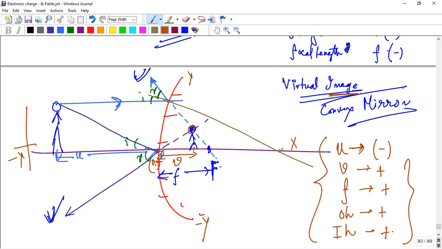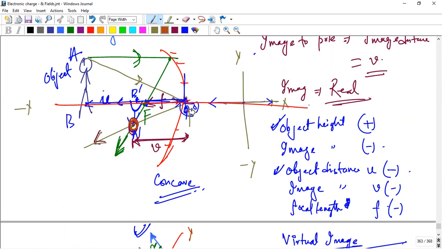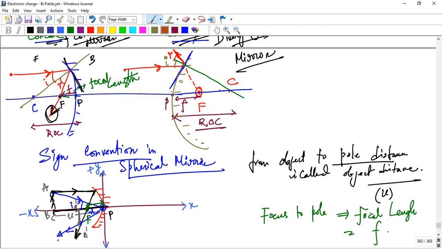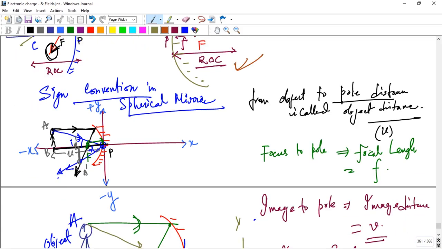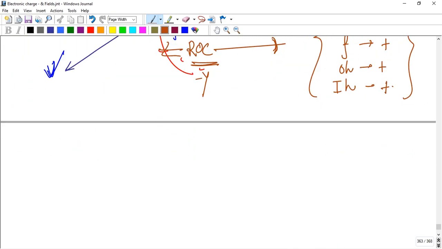Now find the focal length of a spherical mirror. Here there is the focal length, and this point is the center of curvature, because of a normal. This is R, the radius of curvature. From the center of curvature to the pole is called the radius of curvature. Now we establish a relation between focal length and radius of curvature. That's very important.